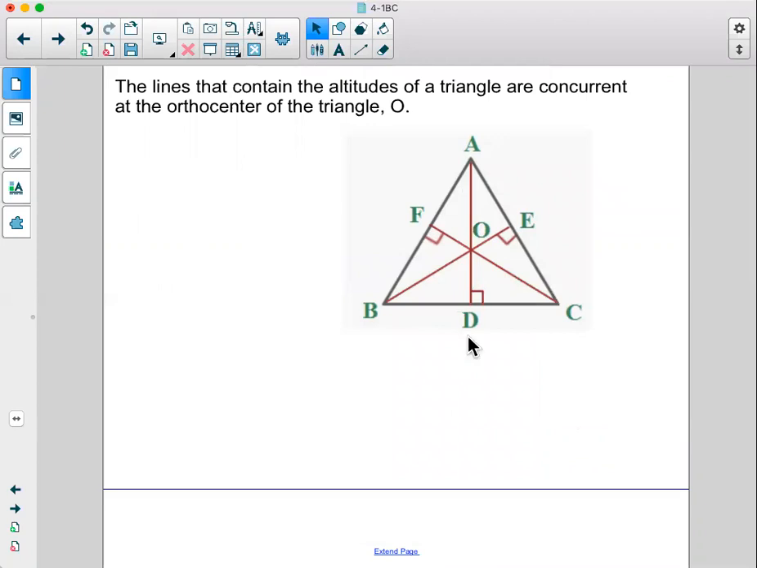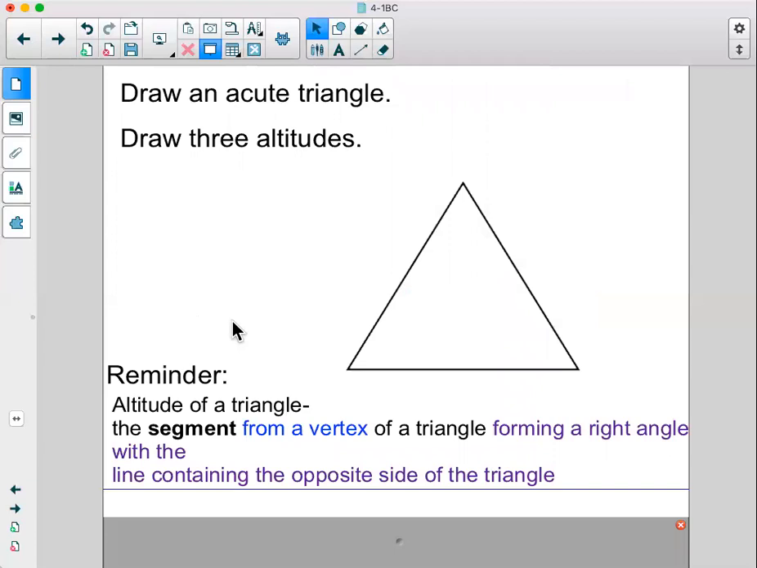The altitudes intersect, or their point of concurrency, is here at point O, and it's called the orthocenter. Pause and on your own paper, draw three altitudes inside an acute triangle. So draw an acute triangle on your paper and then draw the three altitudes, one from each vertex. Just try to sketch it.